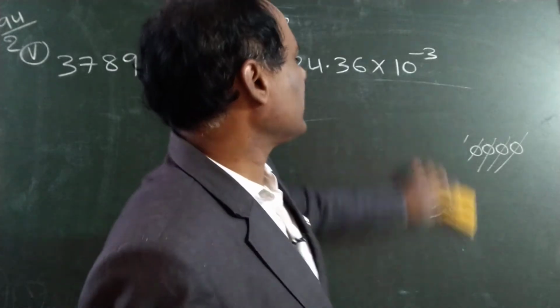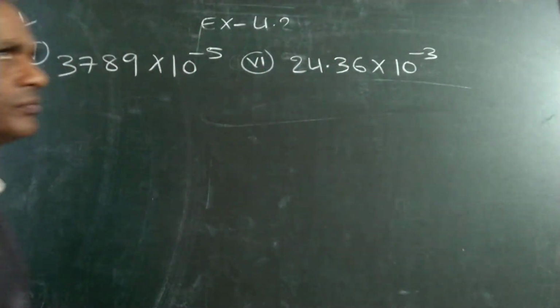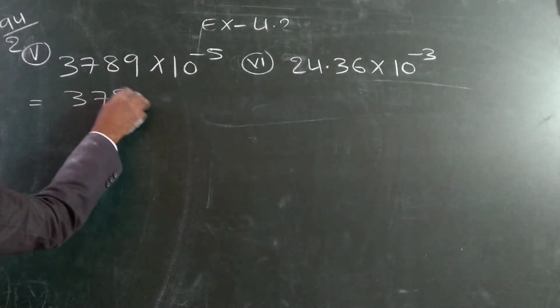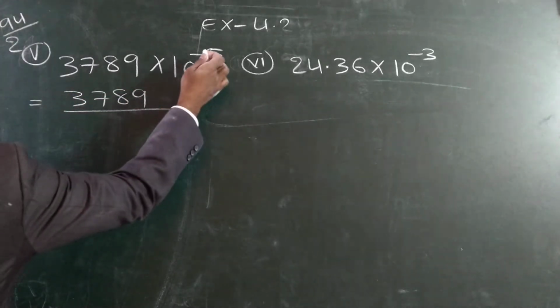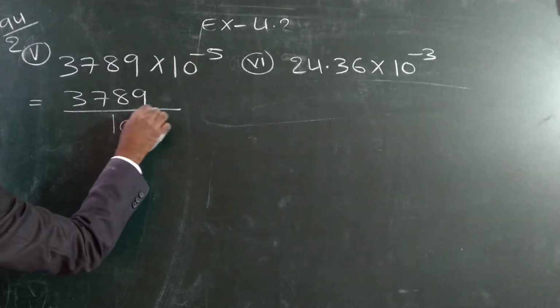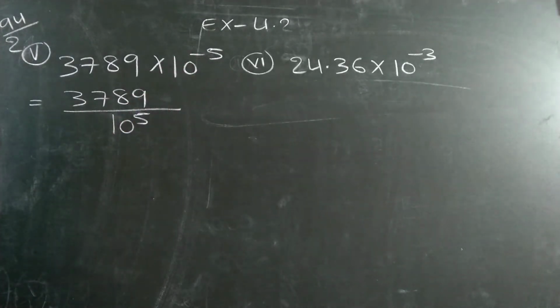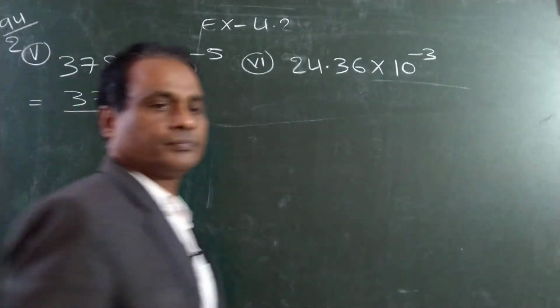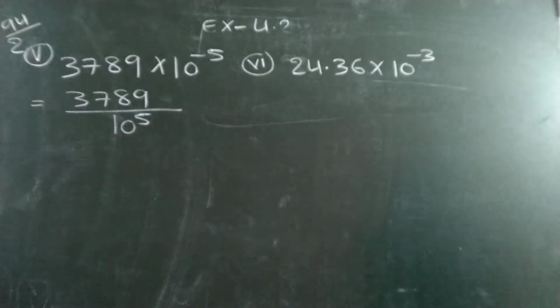Usual form. Change it into usual form. See here, students. Minus power is written in the denominator. Whenever the power is negative, write it in the denominator, and minus will become plus. Minus power becomes plus power.